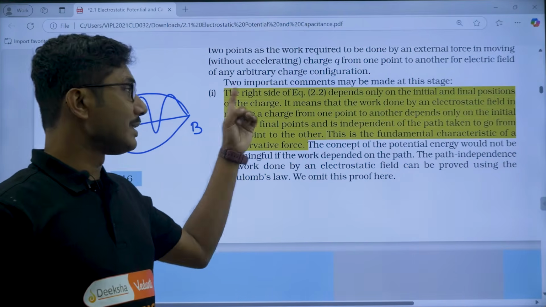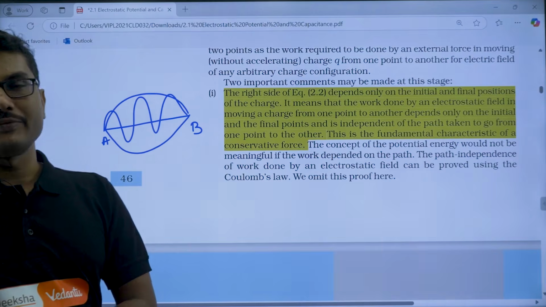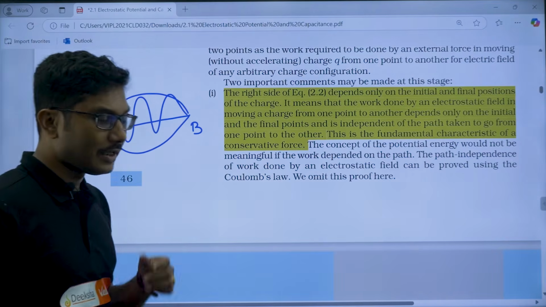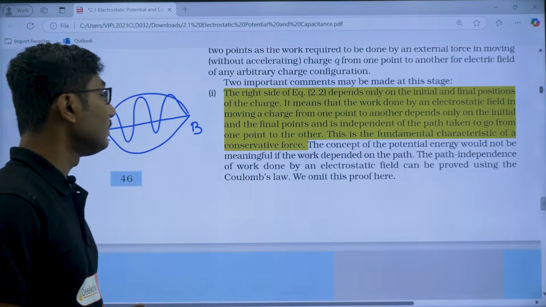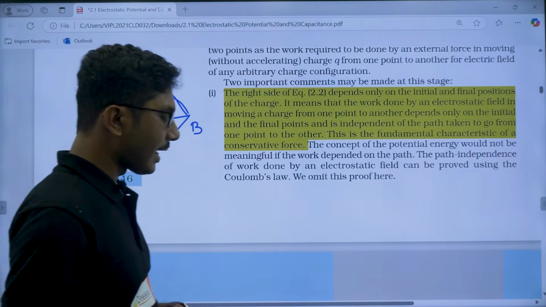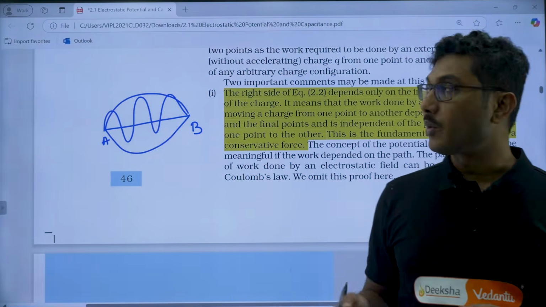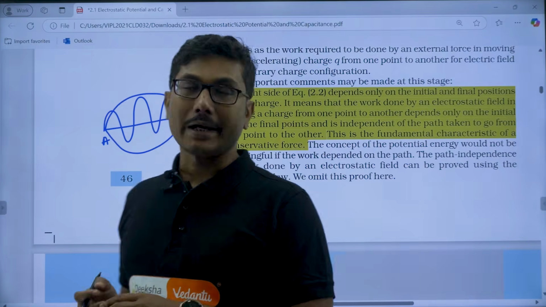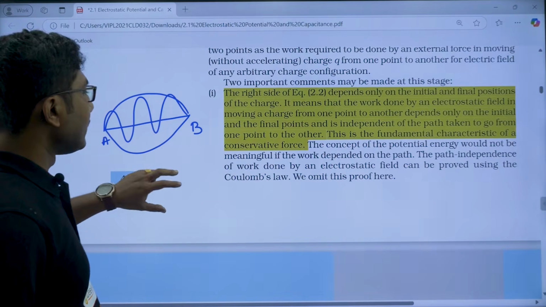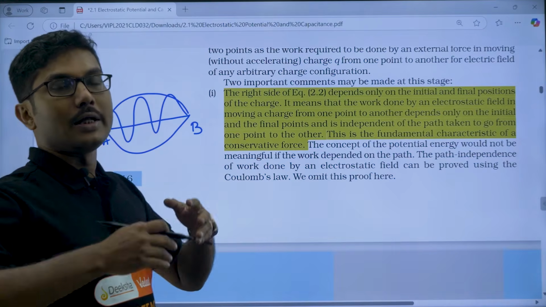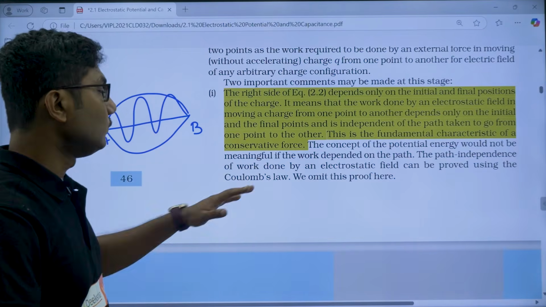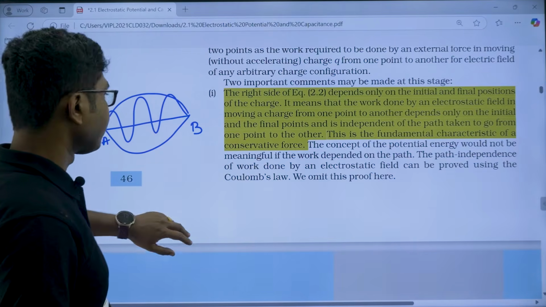According to this, if the force is conservative, if the field is conservative, then it definitely does not matter which path you have taken. All the paths are equivalent and the work done is the same, no matter what path you have taken. This is the basic meaning of this paragraph, and it is also indirectly told here that the electric field is a conservative field and the electric force is a conservative force.